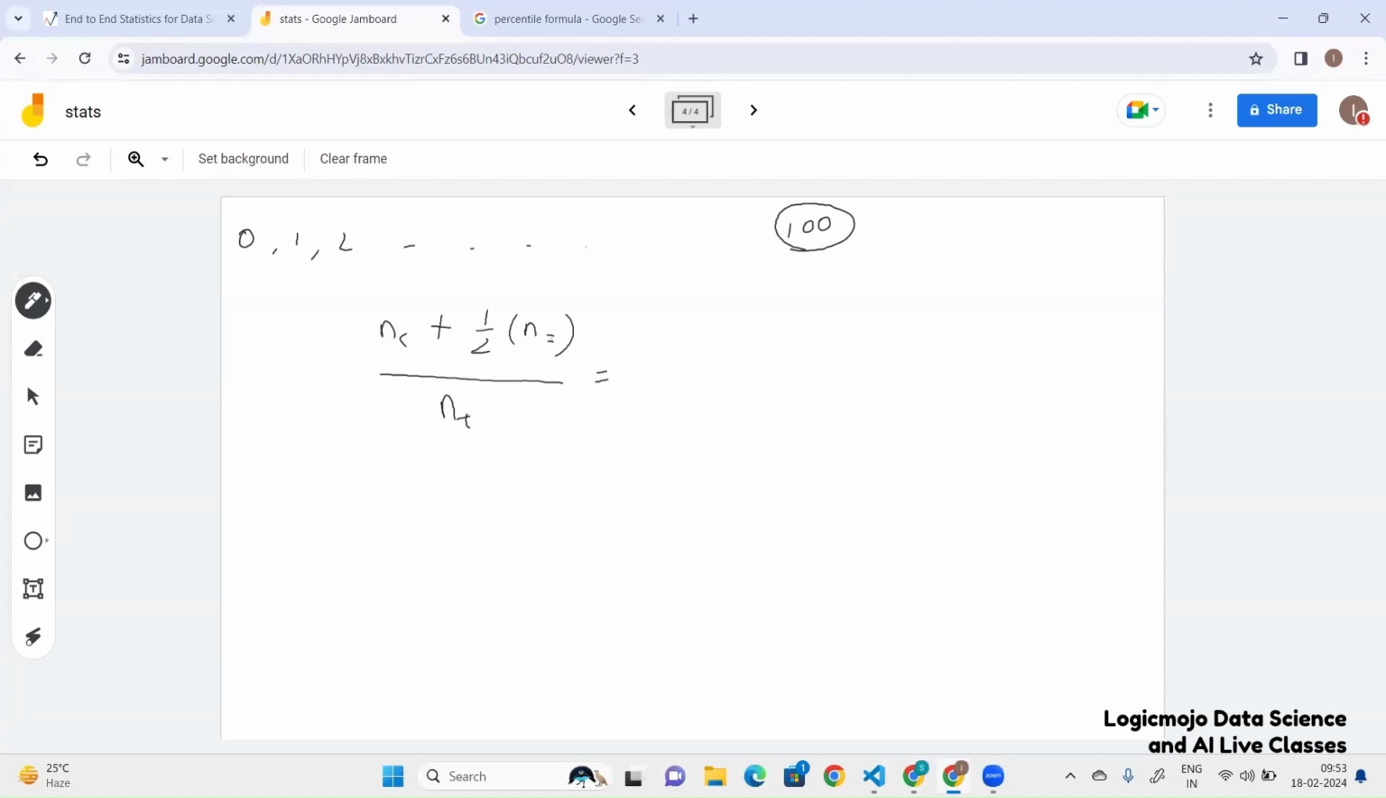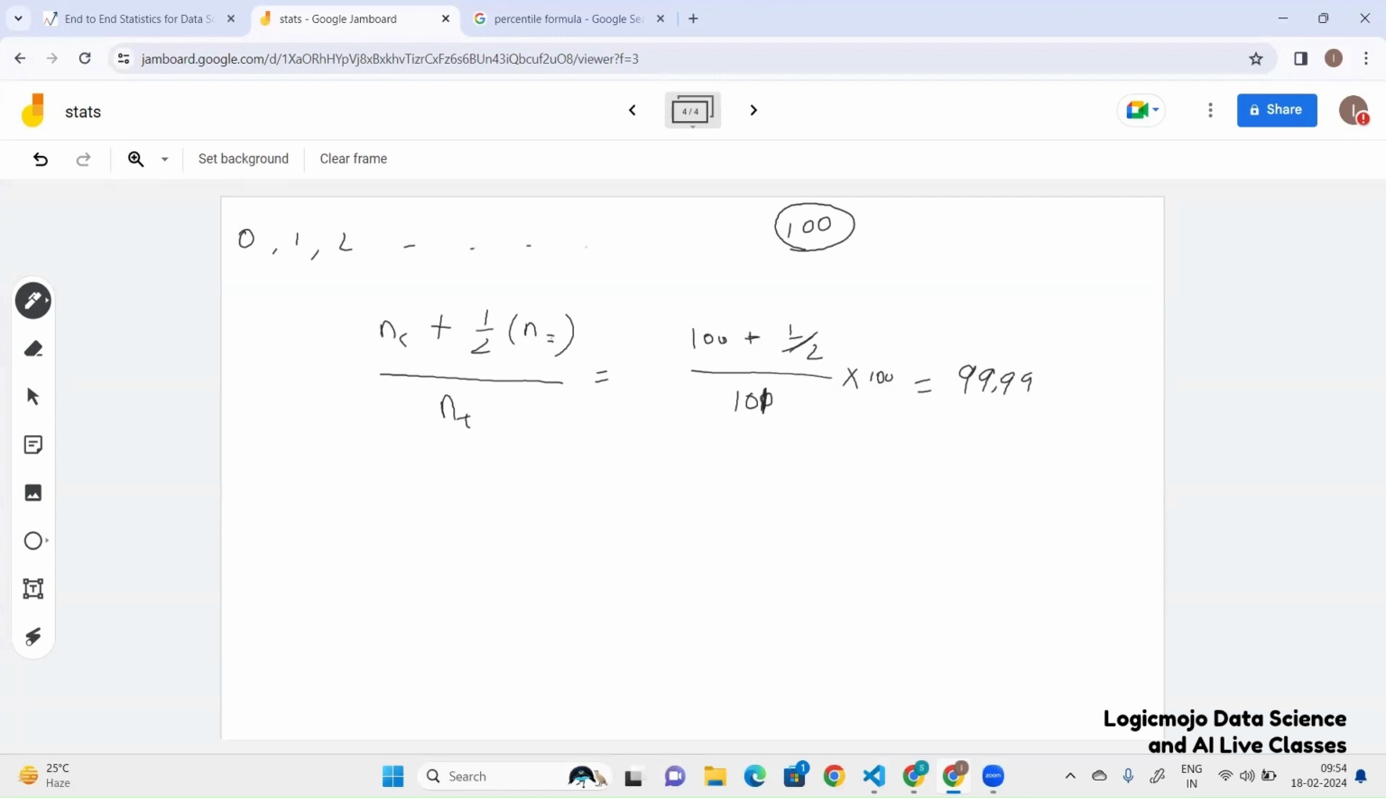What is N_less in this case? 100. Plus 1/2 into 1, so 1/2, divided by 101, into 100. It will be almost equal to 100, like 99.99 something. This is the percentile for the topper, the first guy here. If there are a lot more values, let's say 10,000 numbers, it will be very close to 100.